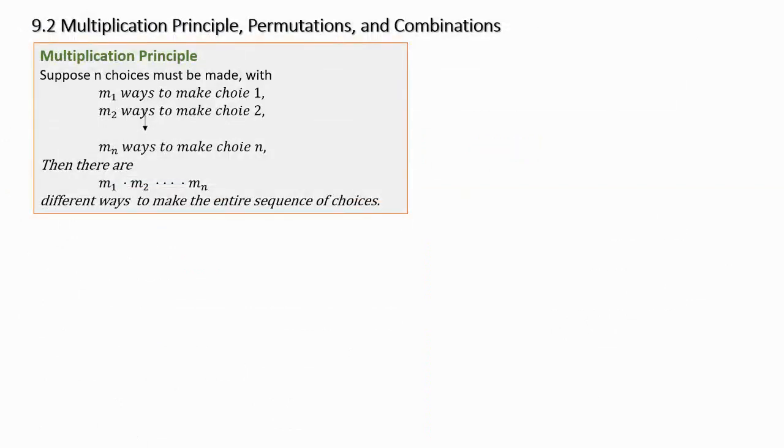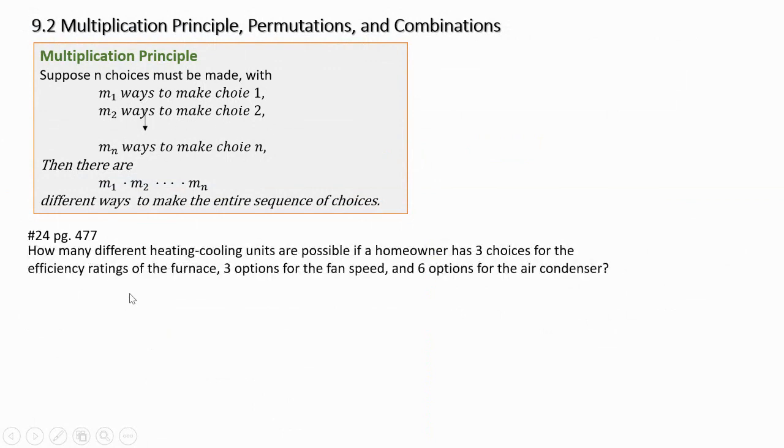Okay, now, these are called multiplication principles, permutations, and combinations. We're almost done here, guys. We need up for like another 5 to 10 minutes, but thank you for your patience. Suppose n choices must be made with m1 ways to make choice 1, m2 to make choice 2, and so forth. So here's how we work this definition with multiplication principles. In other words, we're going to multiply the number of the first choice times the number of the second choice, and so forth.